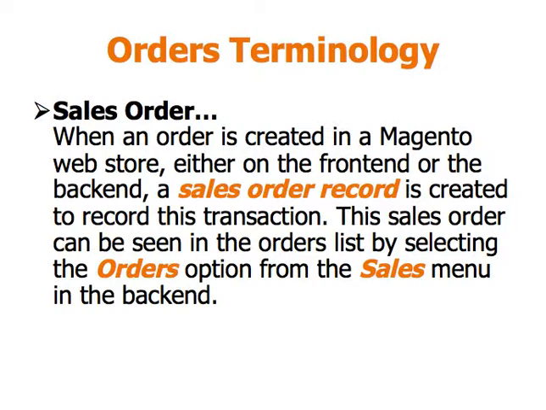Sales order is when an order is created in a Magento web store, either on the front end or the back end. A sales order record is created to record this transaction. So this sales order can be seen in the orders list by selecting the orders option from the sales menu in the back end. Okay, so this is only a temporary record. Payment has not yet been processed and the order can still be canceled. So important to know the difference here.